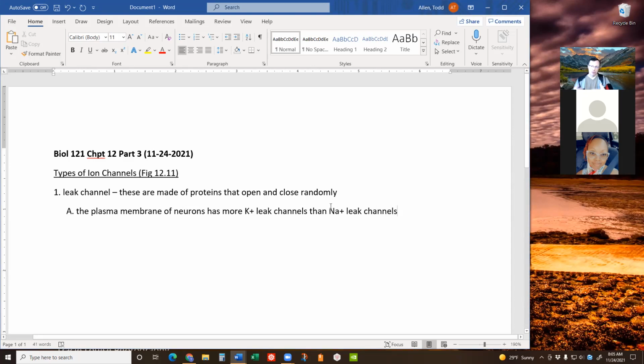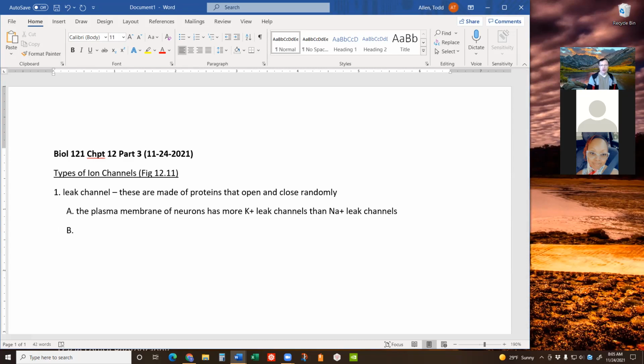As we will get a little bit deeper into our conversation today, the appreciation of this fact that there are more potassium ion leak channels than sodium ion leak channels goes a long way to helping you understand why the resting membrane potential of a neuron is what it is. Okay, so hold on to that thought.